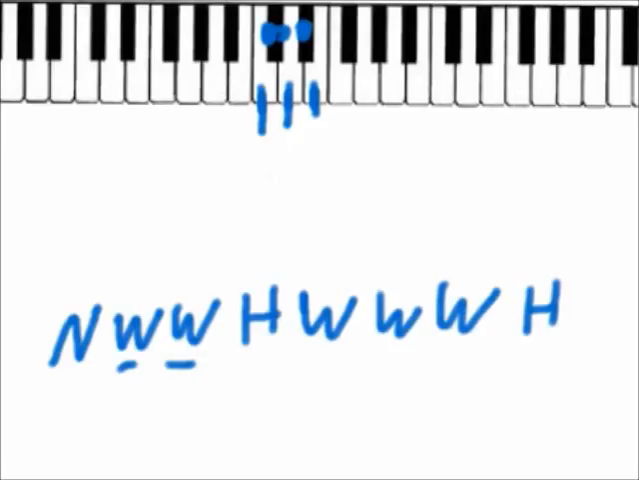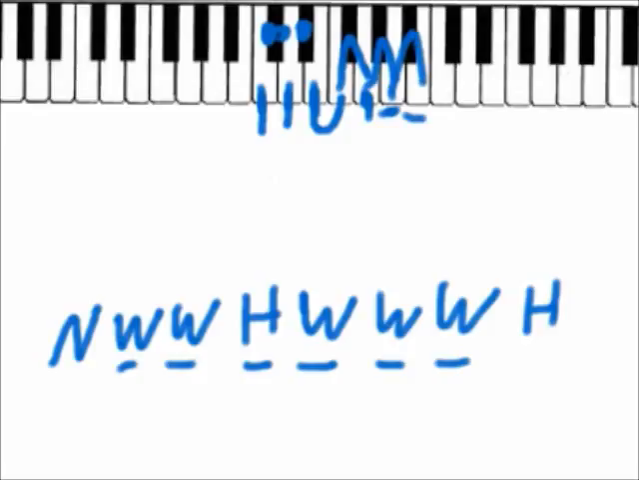So you go from E to F. You don't skip. And then you have a whole step. You skip the F sharp and you go to G. And then you have another whole step. You skip the G sharp and you go to A. Then you have another whole step. You skip the A sharp and you go to B. And then you have a half step and you have C again. And that is how it sounds.